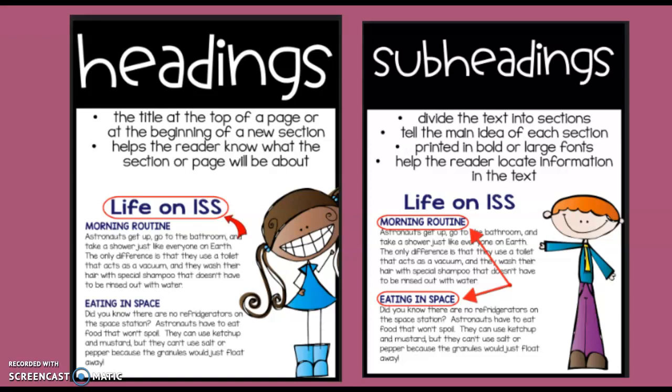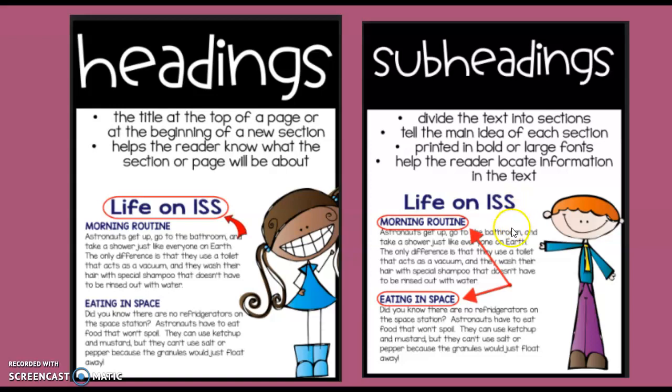So this large heading that they've circled over here in red, Life on the ISS. So we know all of the paragraphs that follow that heading are all going to talk about life on the International Space Station. Then we have subheadings. Subheadings give us even more of a hint of the main idea of that paragraph. So we have this big heading that tells us this whole page or this whole section is going to be about life on the ISS.